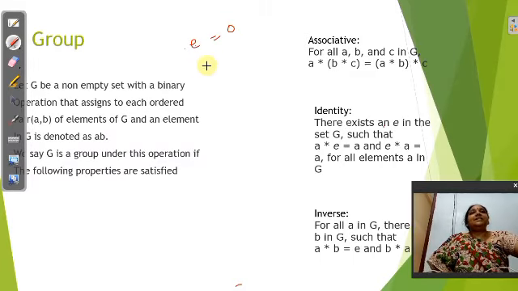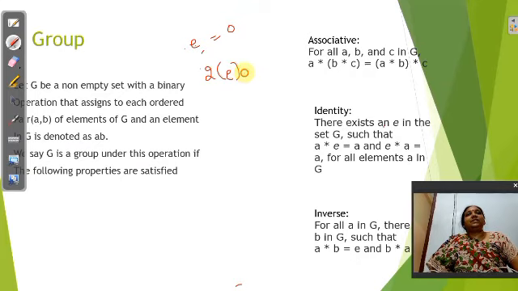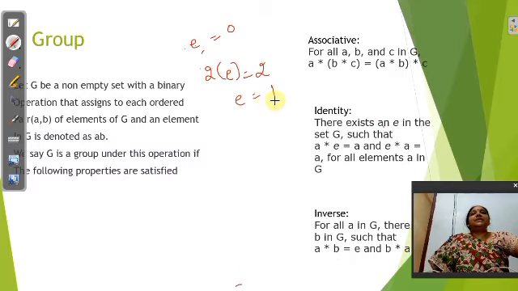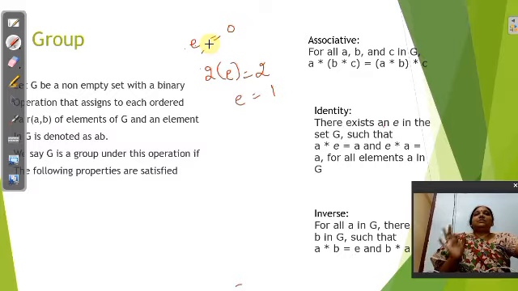multiplication, what is the identity element with respect to multiplication? Here I am taking 2. I have to multiply this 2 with e, then I have to get again 2. Then what is the value of e here? 2 by 2, that is nothing but 1. So with respect to multiplication, e is equal to 1 is the identity element. So with respect to addition, e is equal to 0 is the identity element, and with respect to multiplication, 1 is the identity element.